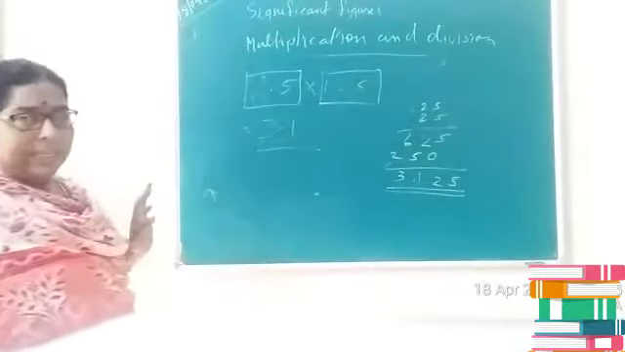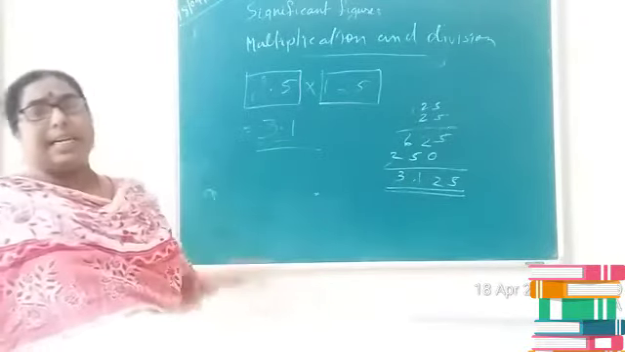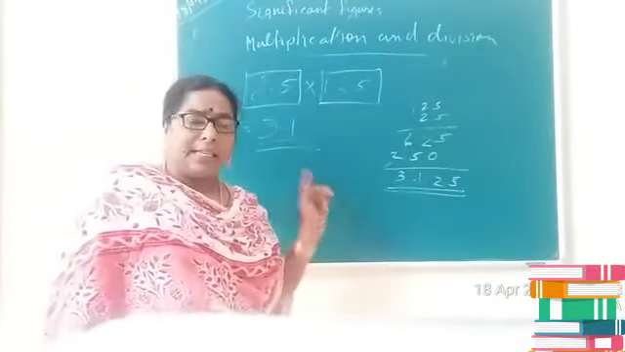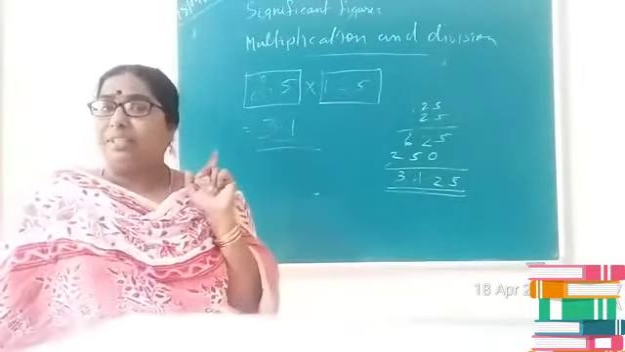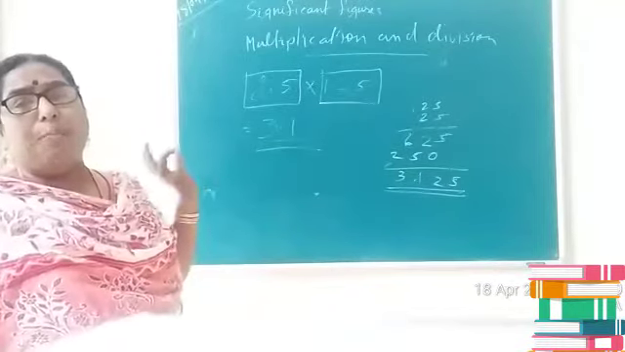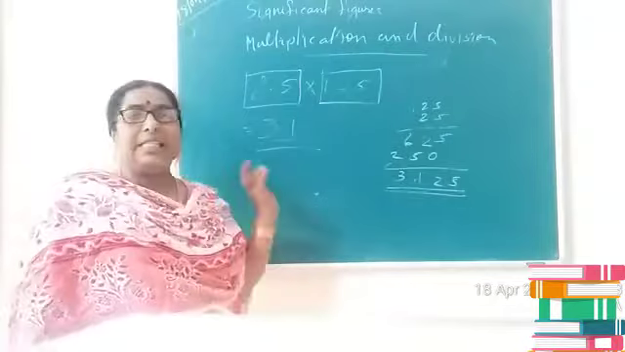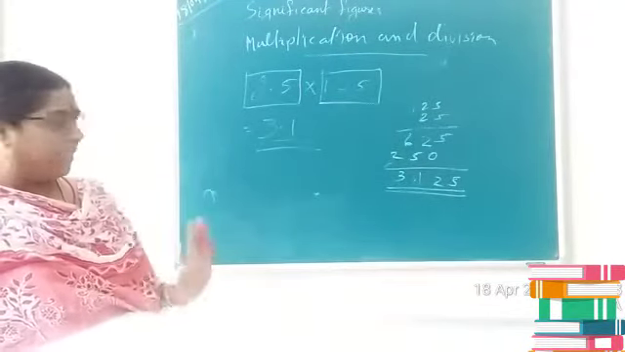Is it clear, children? In case of addition and subtraction as well as multiplication and division, what are we supposed to do? In case of addition and subtraction, we will see the number which is having the least number of places after decimal. And in case of multiplication and division, we will see the number which possesses the least number of significant figures, and accordingly we will be writing the answer.